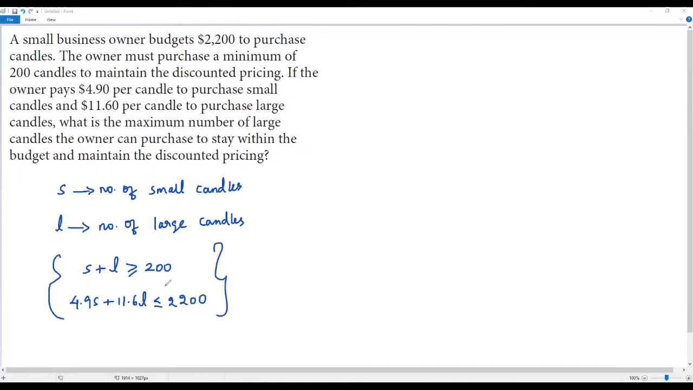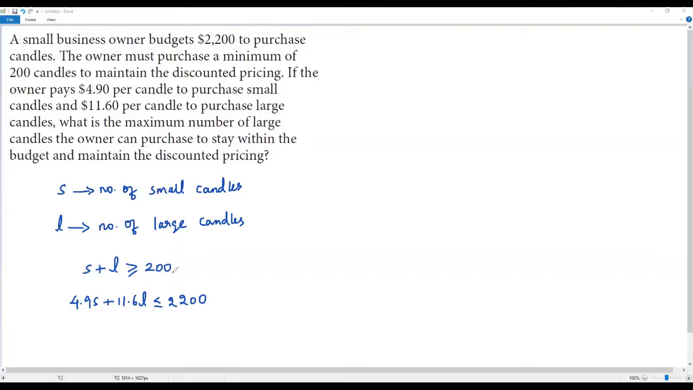In this system, we have to find the maximum value of L, and it also has to be a whole number. Usually, whenever we have a system of two linear inequalities, the minimum or maximum value of either variable occurs at the point of intersection of the two lines. Here they ask for the maximum number of large candles, that is, the maximum value of L. So the maximum value of L will occur at the point of intersection of the two lines. We cannot have both a minimum and a maximum value for any variable.